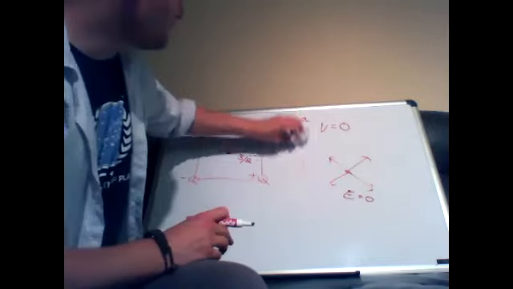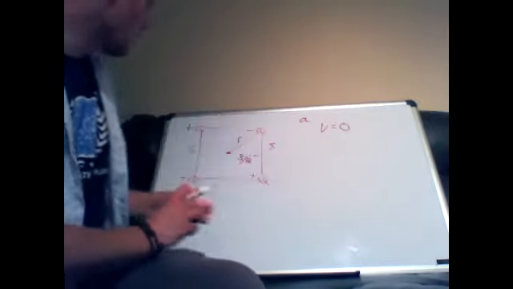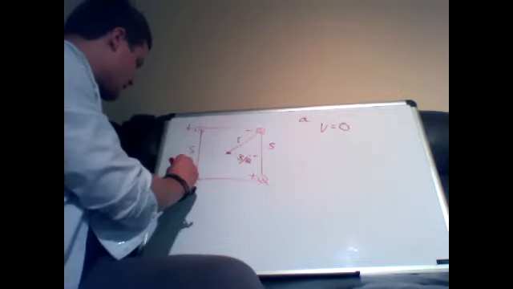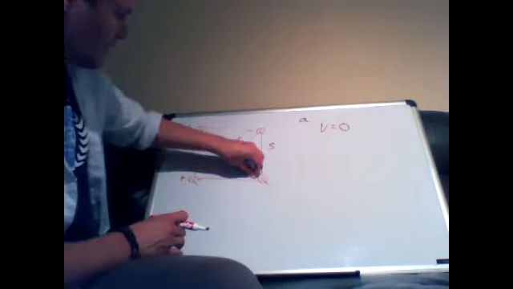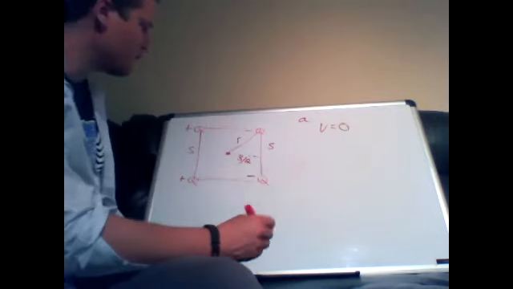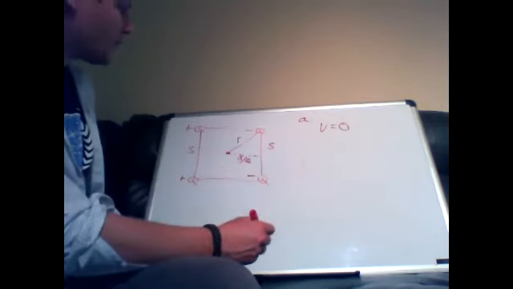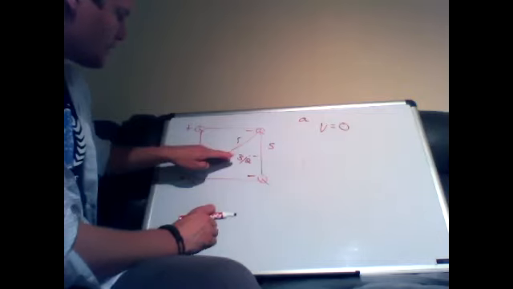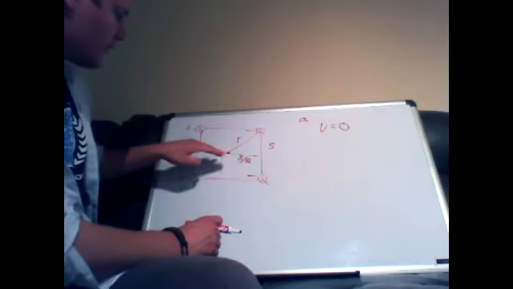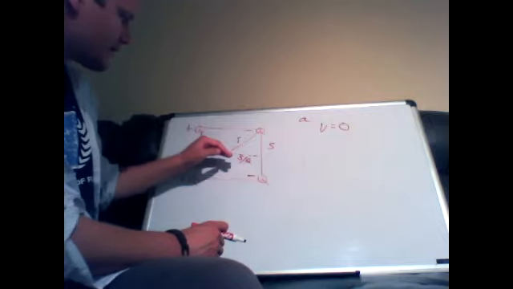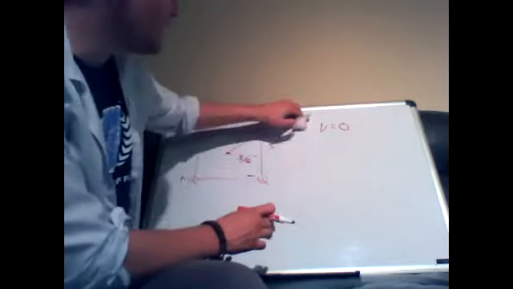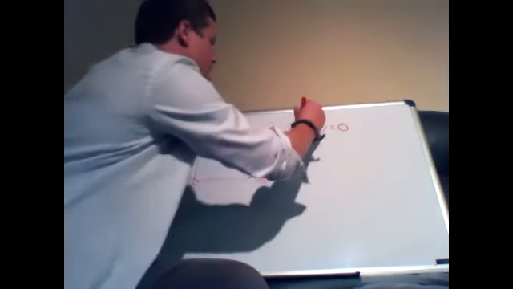All right, for part B. In part B, what they do now is they swap signs. So this negative charge becomes a positive, and this positive charge becomes a negative. And so, again, the distance between the center of the square and the charges doesn't change. The orientation did, but the distance does not. Therefore, for part B, our potential is still 0.